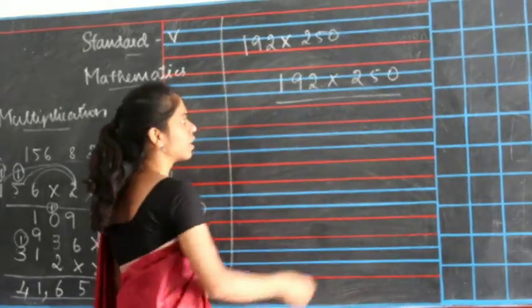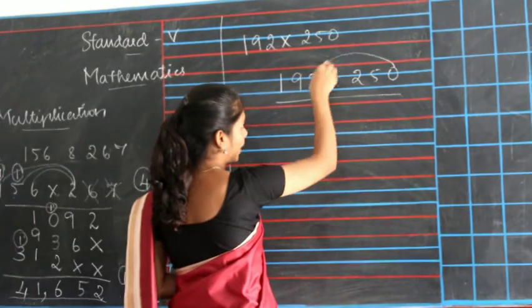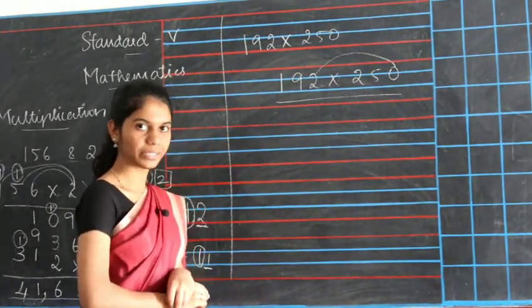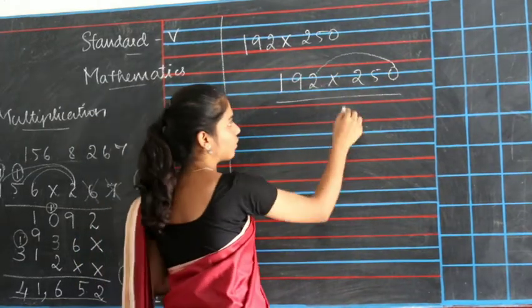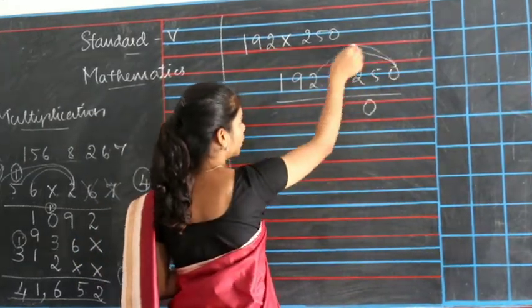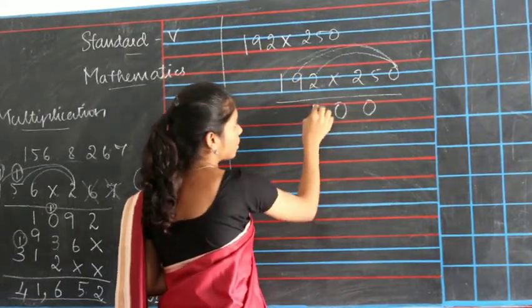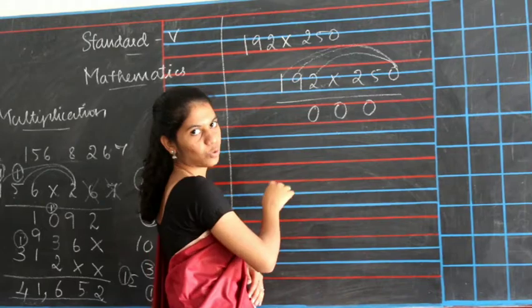So first here you have 0. 0 multiplied with 0. You know that any number multiplied with 0 is 0 itself. So 0 into 2 will be 0. 0 into 9 will be 0 and 0 into 1 will be 0. So you put 3 0s.